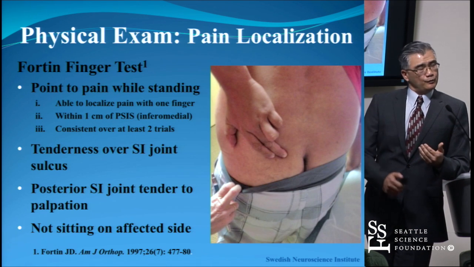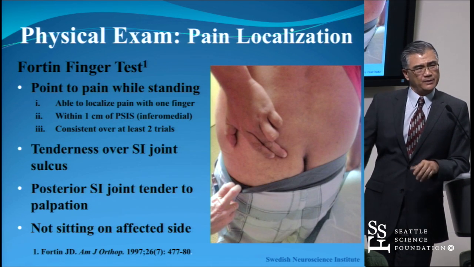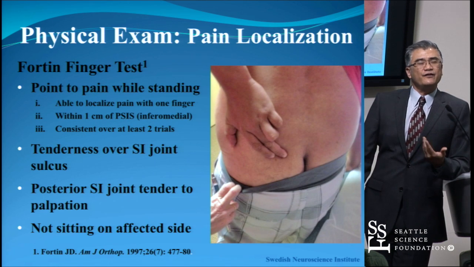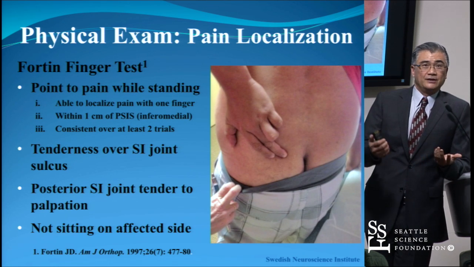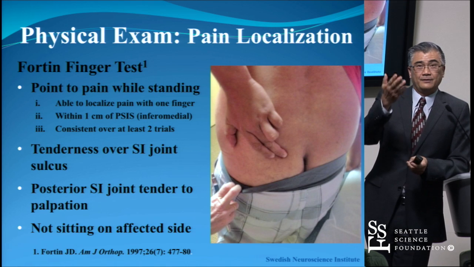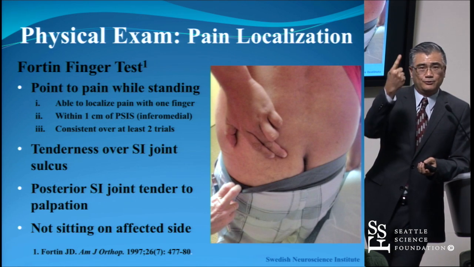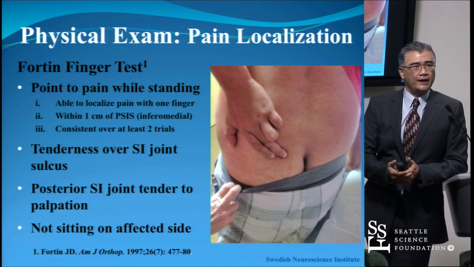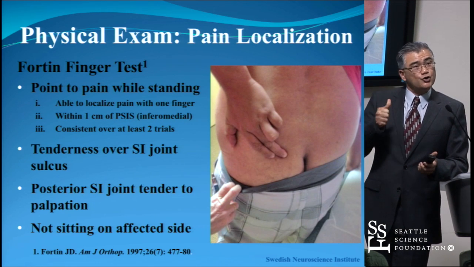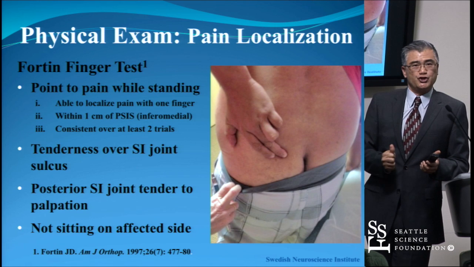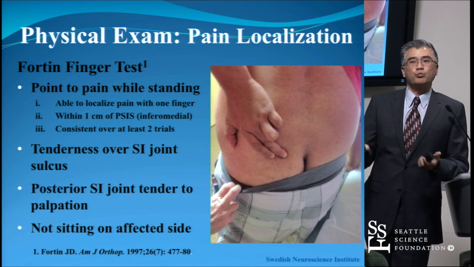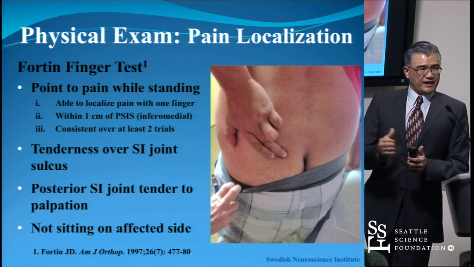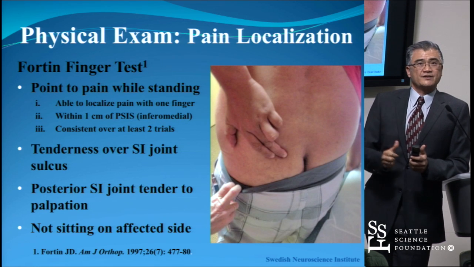So then after the history, you go to physical examination. Now, this is the Fortin finger test. Actually, Dr. Fortin is lucky, that it's very simple. Use one finger, it hurts here. So he called it the Fortin finger test, okay? So usually the patient has that, and you press on that point, the patient will jump, okay? So it's a typical presentation. And it's tender over that painful SI joint.